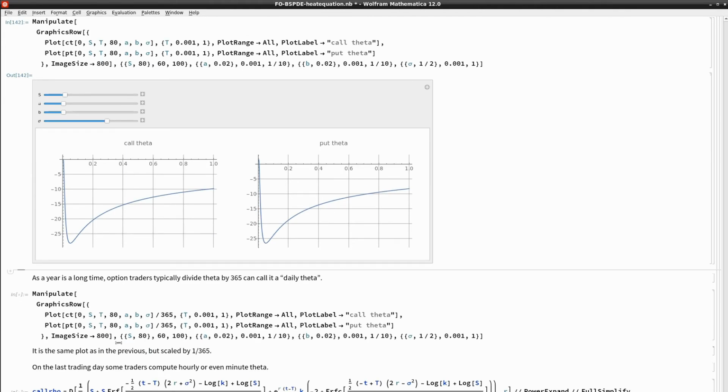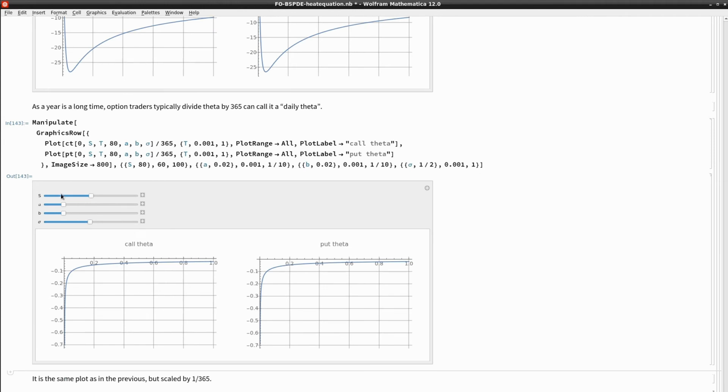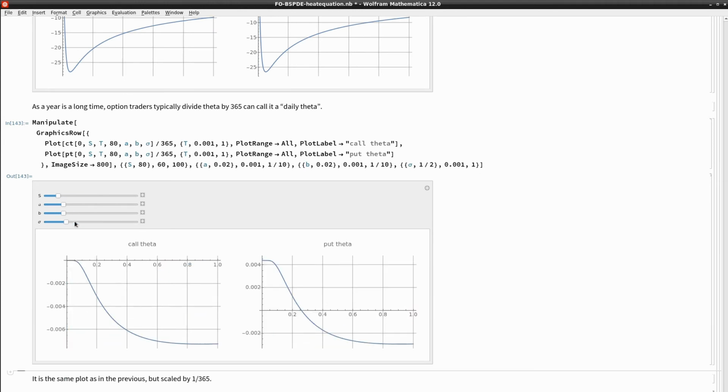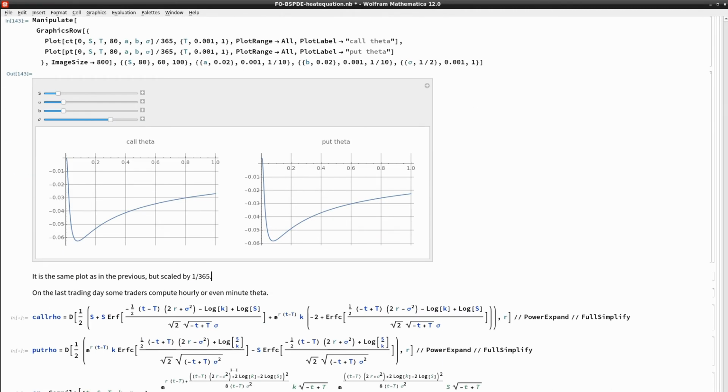And usually option traders like to divide this annual theta into a daily theta. So we get the same curve. We just divide this by 365. This is basically just a rescaling. It's the same curve except the y-axis has changed now, because we now have a daily theta, as it is called. It's just the same thing divided by 365. It is the same plot as the previous but scaled by 1 over 365.